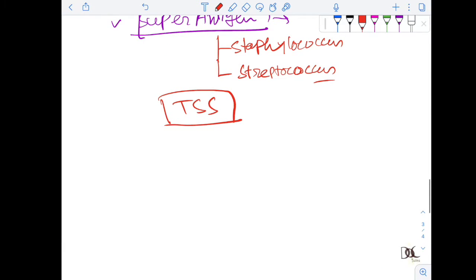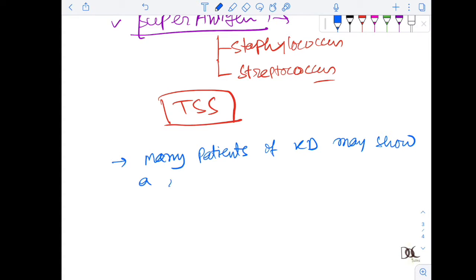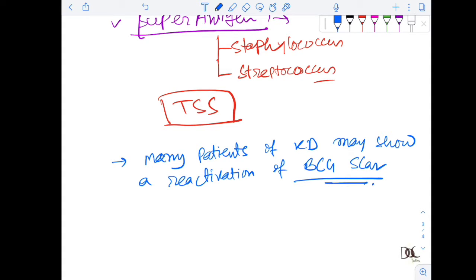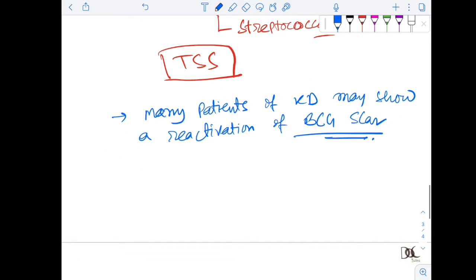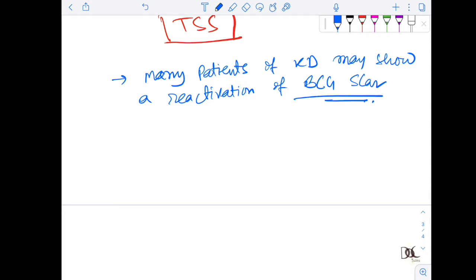And some say it is due to that super antigen that the BCG reaction happens. You should know that many patients of KD may show a reactivation of the BCG scar. So there may be some kind of unique reaction to the mycobacterial antigen, and for that reason maybe this reactivation occurs. Some say so, but we do not know for sure.